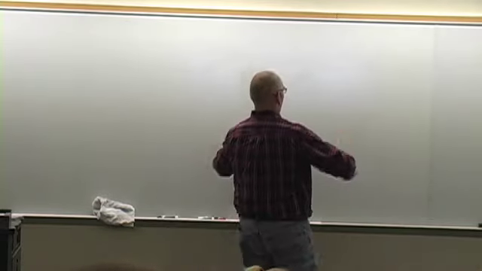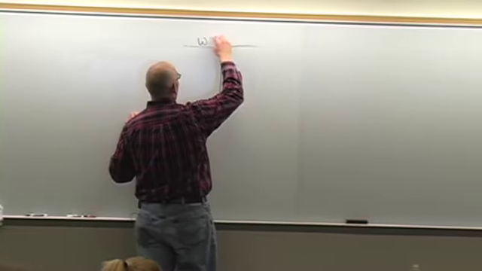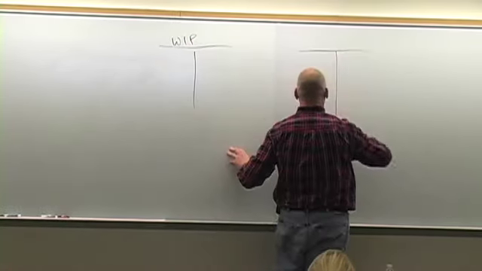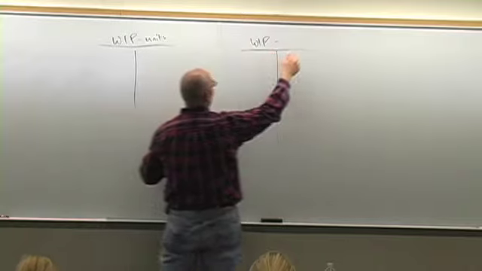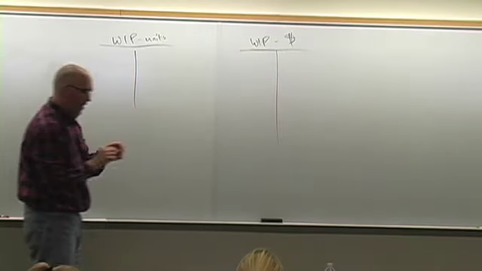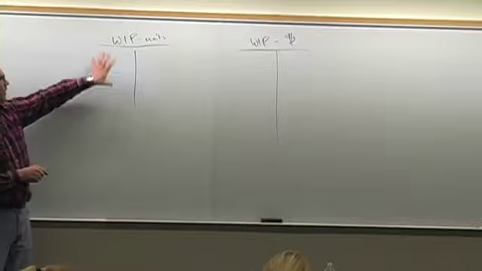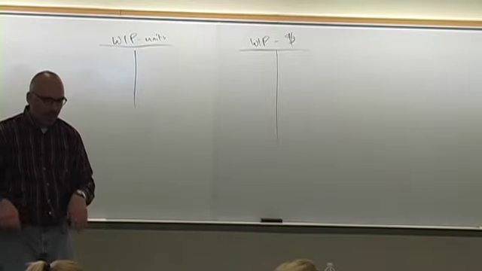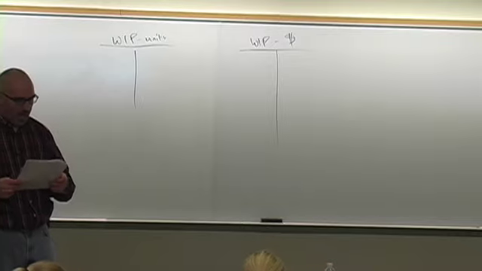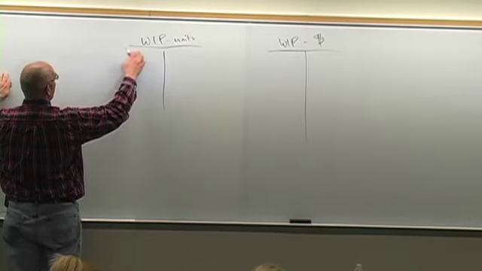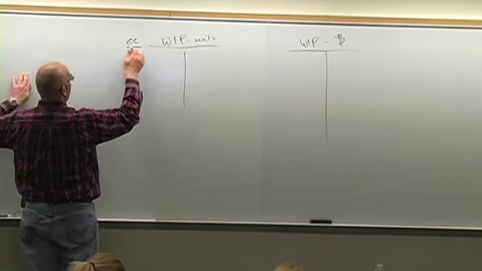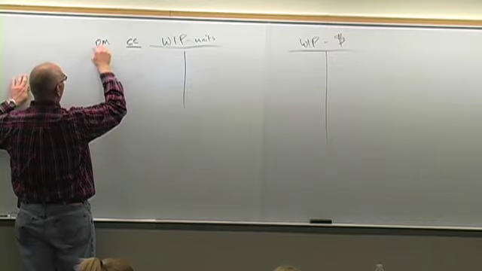For all these problems, we're going to have 2 T accounts. We're going to have work in process units and work in process dollars. Think of them as parallel worlds, where we've got units in one T account, dollars in the other. We've only got units here, so we're going to fill in the units. We're also going to keep track, just to the left of the T account, of CC, and just to the left of that, DM.